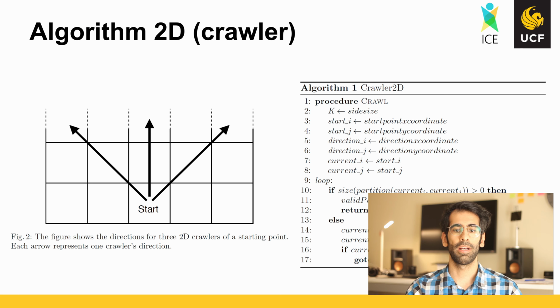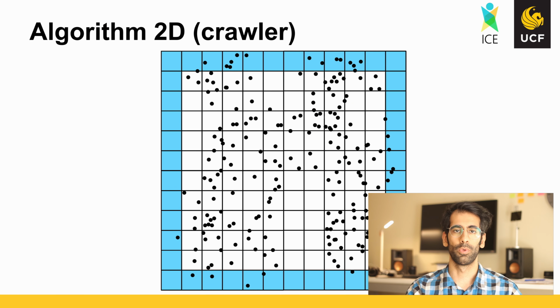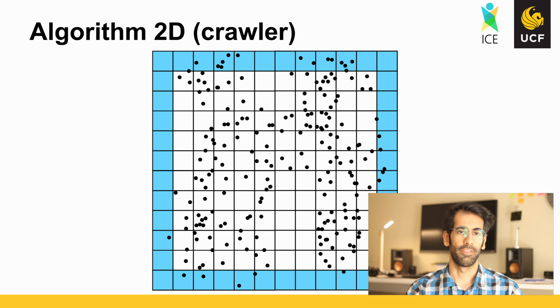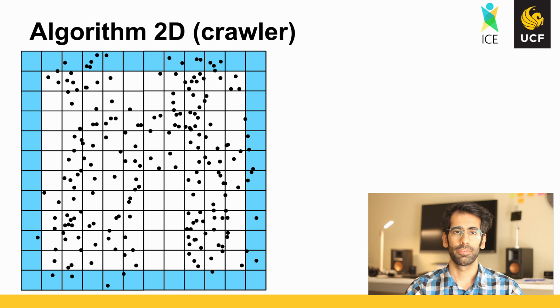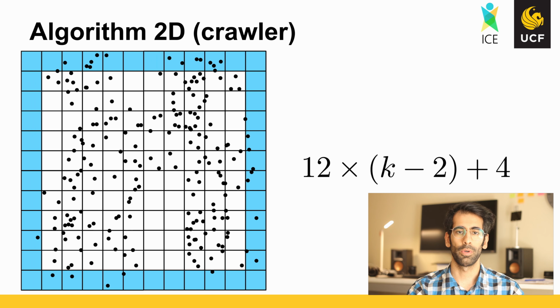There are 12 times (k-2) plus 4 crawlers for each grid of k by k. Because we have k-2 starting points for each side minus the corners, and for each of the middle partitions on each side we have 3 directions for crawling. That would be 3 times 4 times (k-2), and for each corner we have only one crawler that crawls diagonally. Now let's look at an example.